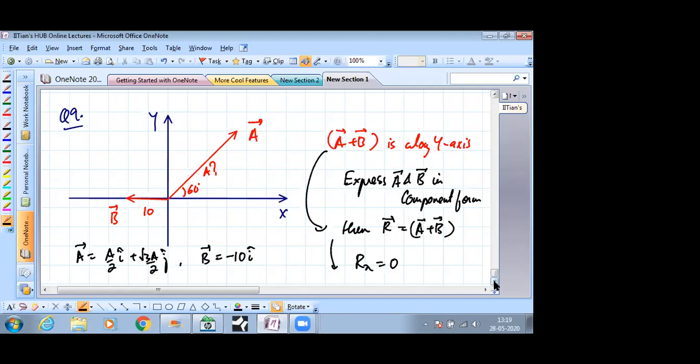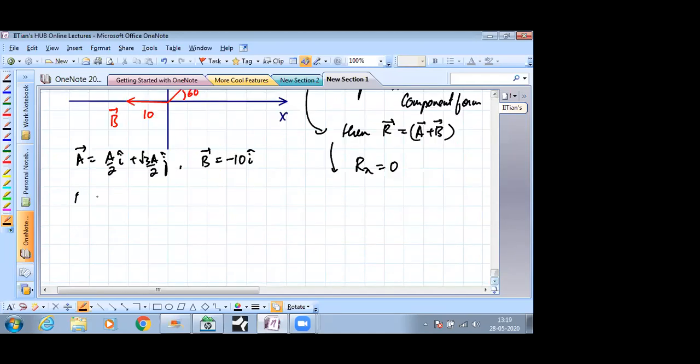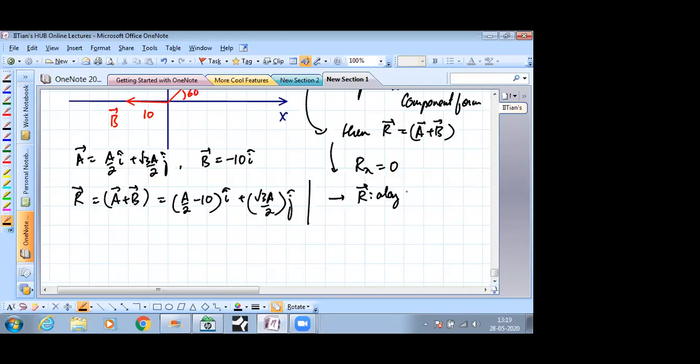Okay. So now the resultant in component form becomes what? Seems like that question we did. It's A by 2 minus 10 i cap plus root 3 A by 2 j cap. Now we want this condition that resultant is along y-axis. So for that, the resultant's x component should become 0. So A by 2 minus 10 should be 0. So that means the magnitude of A should become 20.